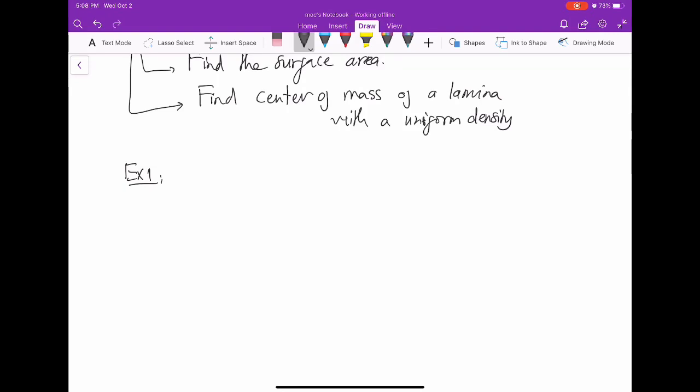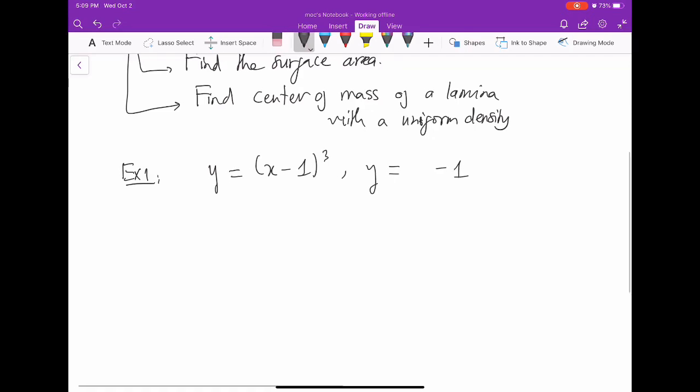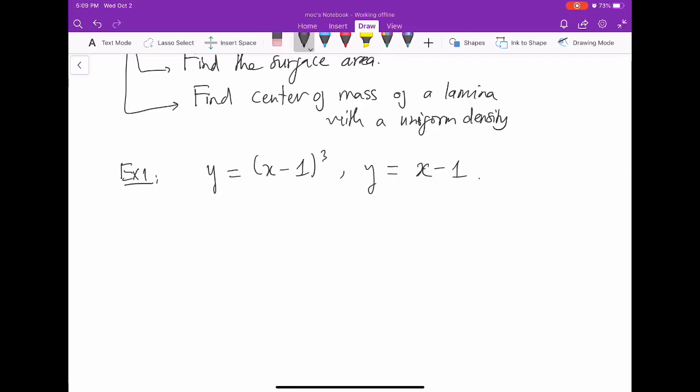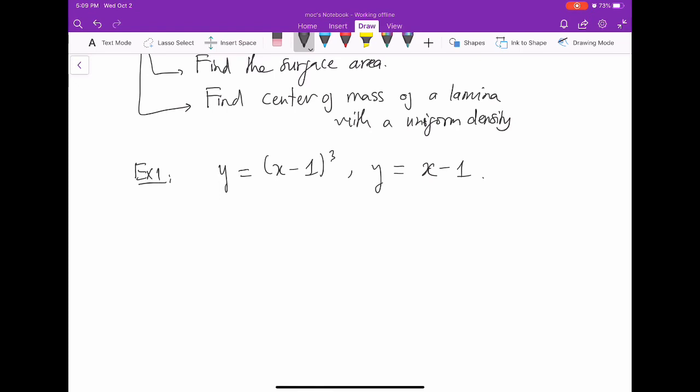Suppose we have two functions, y equal to (x minus 1) cubed and y equal to x minus 1. They ask us to find the area of the region enclosed by the graphs of the two functions. So the graph of these functions looks like this. This is y, this is x, this is 0, this is 2, this is 1.